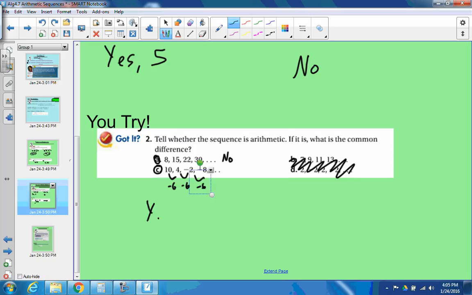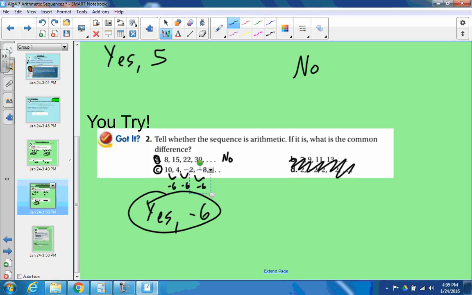So yes, and the common difference is -6. Interesting. So C was an arithmetic sequence. Now, I might ask you to say, all right, here's your arithmetic sequence. What is the 100th term?